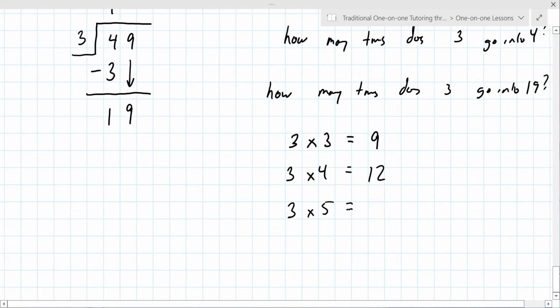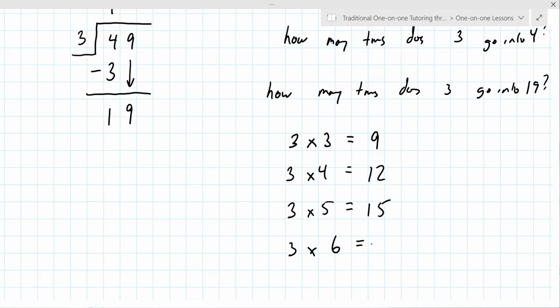3 times 5 is 15. 15. And 3 times 6? 24. Try again. Are you looking at your multiplication table? 21. Are you looking at your multiplication table? Yes. Okay, 3 times 6. You're looking for the row with 3 and the column with 6. I'll get mine out and we'll compare here.